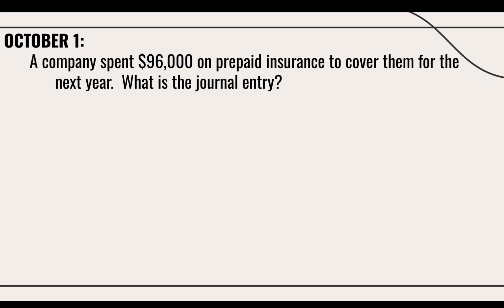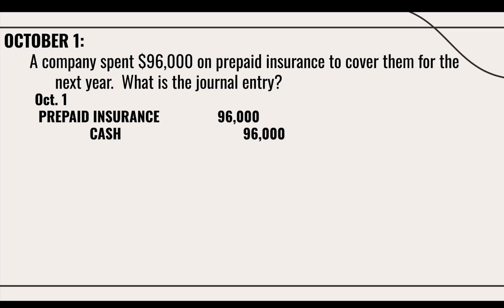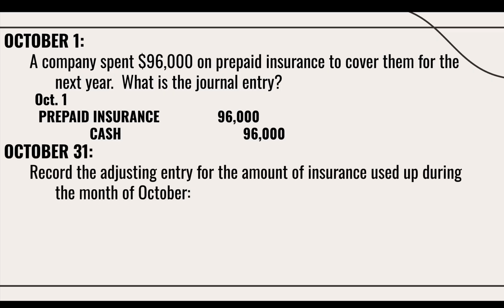Okay. So you should get this. This is on the last test. It's a debit to prepaid insurance and a credit to cash. Remember, prepaid insurance is an asset, and we expense it over the life of that asset. And then at the end of the month, we need to account for how much of that prepaid insurance was used. All right. And so pause here. You need to do a quick calculation.